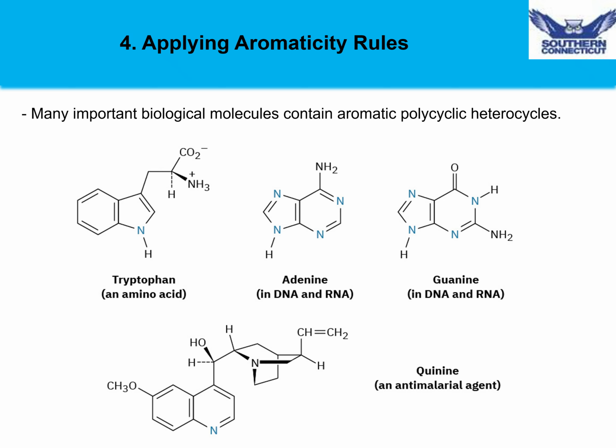There are many examples of biological molecules that contain an aromatic polycyclic heterocycle. Here's just a few examples. Tryptophan, which is an amino acid, contains an indole ring. Adenine and guanine, which are, of course, DNA and RNA nucleic acid bases, both contain a purine ring, which you can see here. And then lastly, quinine, which is a potent antimalarial agent, contains a quinoline ring, as shown here.